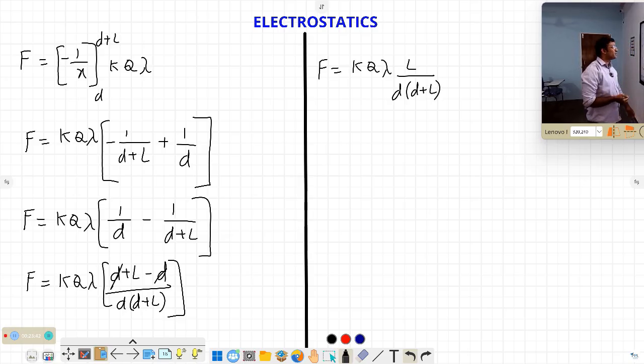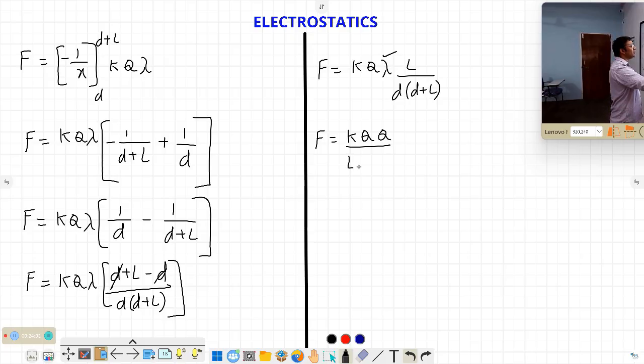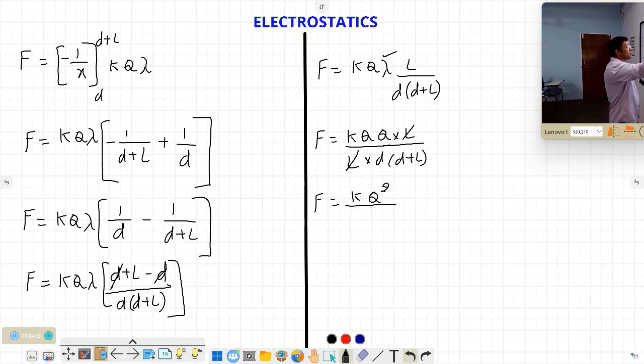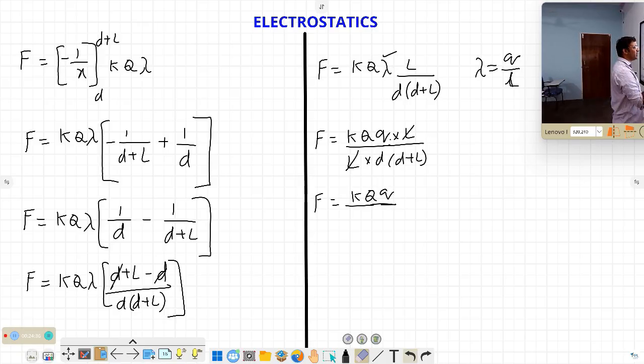So in this case, if you want to write it in terms of charge, I can write F is equal to K into Q into lambda. Lambda is nothing but charge per unit length. So we can write it in terms of charge per unit length. Here L gets cancelled. Lambda is equal to not capital Q, it is small q by L, so I can replace it here. So F is equal to K capital Q small q by d into d plus L is the solution. Look at this, check this one.